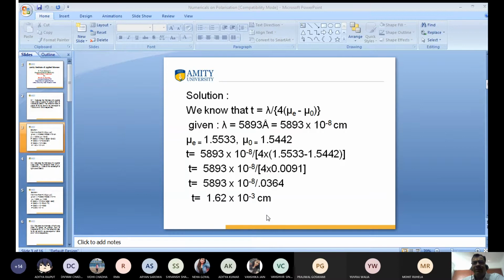Yes or no? Hello. I hope everyone has calculated. Numerical is very important, so try to solve numericals. If there is any problem, you tell me. Okay. Yes or no?